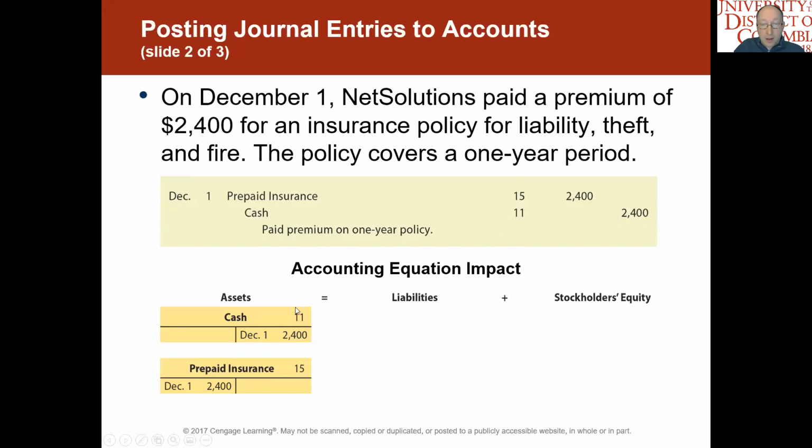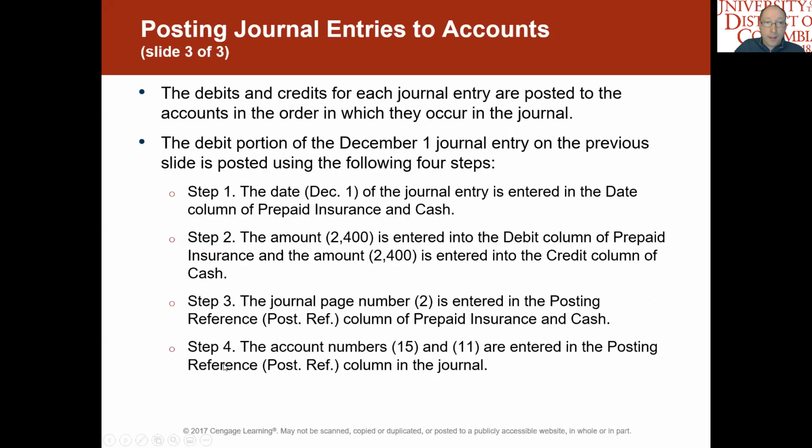When you look at the accounting equation impact, we see assets, cash, the number 11 is shown in the right corner, because cash is the 11th account number on the chart of accounts. We credited our cash for $2,400 by reducing our cash, and we increase our prepaid insurance account for $2,400. They're both asset accounts, and so the accounting equation is still in balance. And this represents the steps that we took to record that transaction.